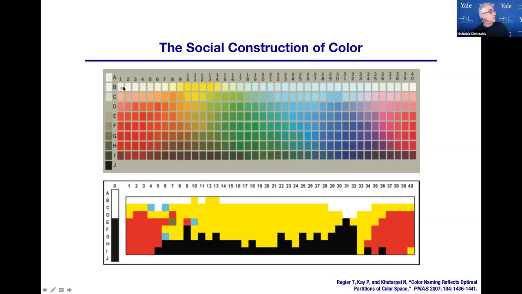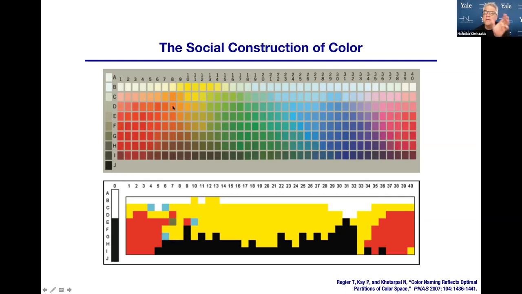So you're shown this chip, what color is this? What color is this? What color is this? And so on. And the investigators recorded the color term that was assigned to each of the 330 chips by the largest number of speakers for each language. So in other words, if most speakers call this orange, we're going to use the word for orange here. Or if most speakers had called it yellow, we would label that chip with the color of yellow.